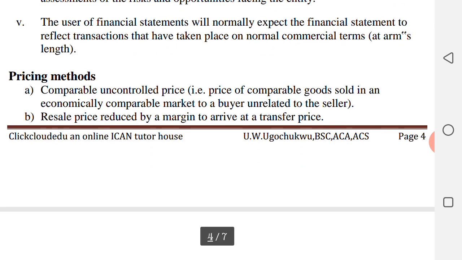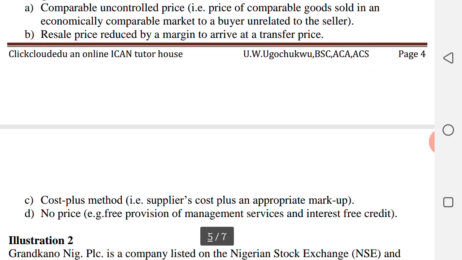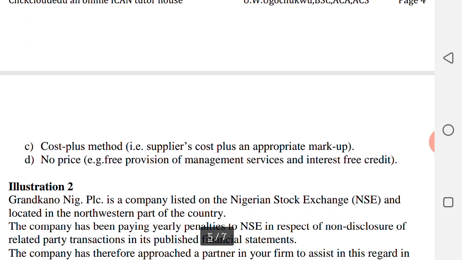Now the pricing method, because of related parties, they always use different methods. They will not use the market price. One, they use comparable uncontrolled price to transact business with each other. Resale price: they use a resale price, reducing the margin to arrive at a transfer price. They use cost plus method. They can use cost plus a margin or markup to form the selling price.